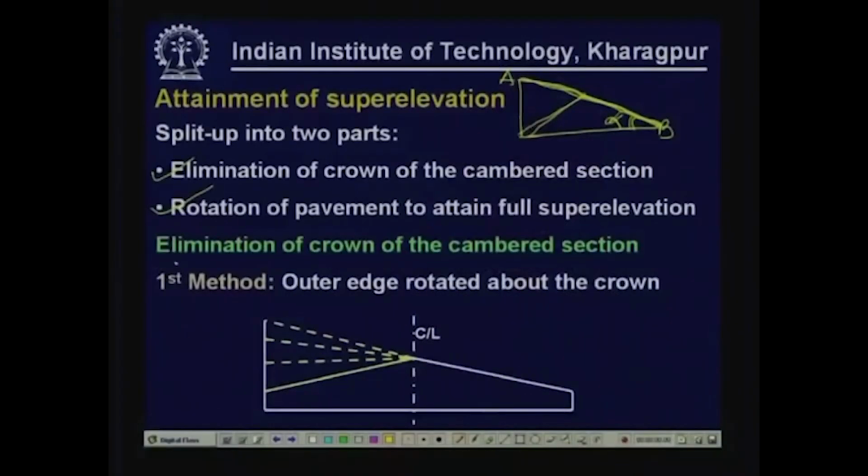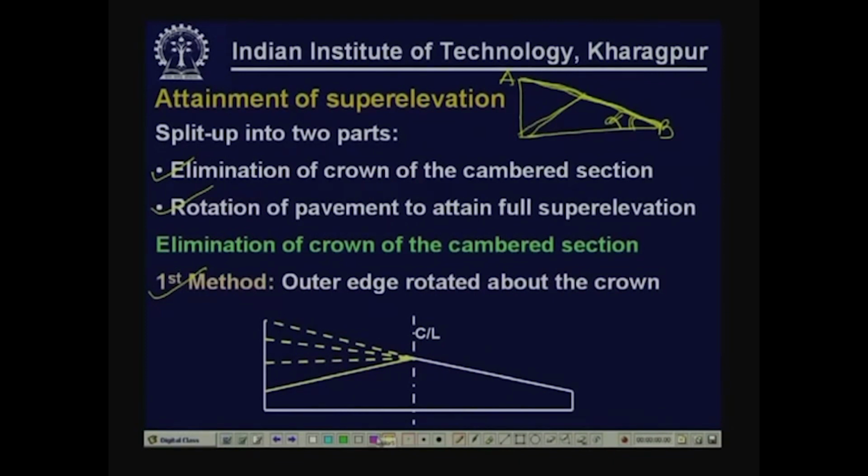Now, there are alternative methods available for each of these two steps. Let us discuss first step 1 and the alternative methods. Step 1, as I indicated, is elimination of crown of the cambered section. So, the first method is that the outer edge is rotated about the crown.